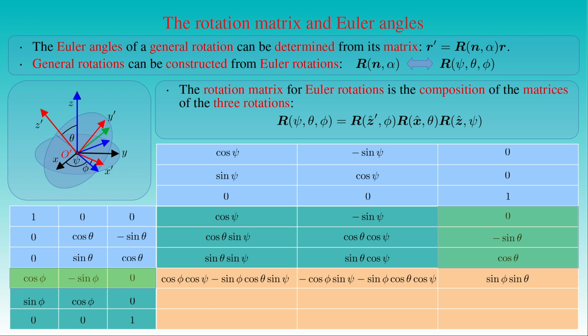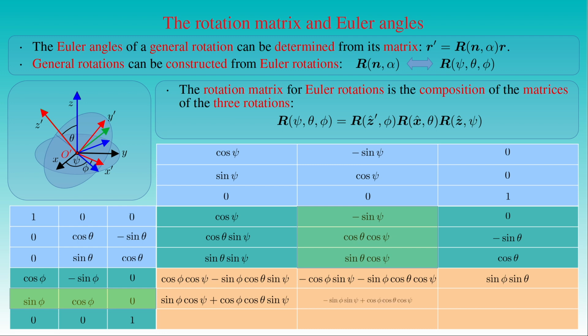Similarly, the product of the second row of the first matrix and the first column of the resultant matrix gives the middle left element of the general rotation matrix. The second row of the first matrix multiplied by the second column of the resultant matrix gives the central element of the rotation matrix. The product of the second row of the first matrix and the last column of the resultant matrix is equal to the middle right element of the rotation matrix.